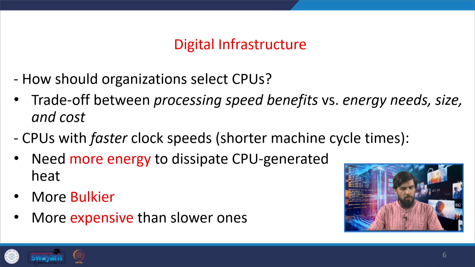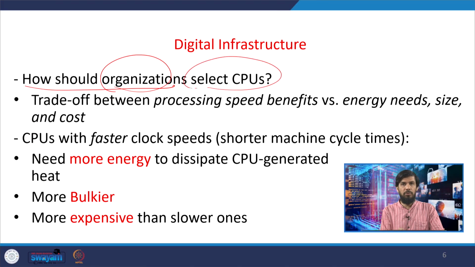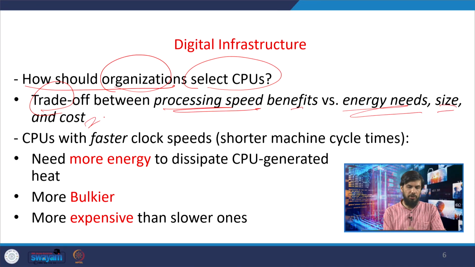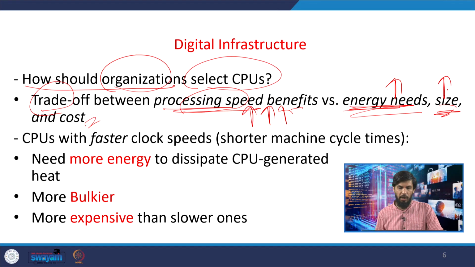Now when it comes to the organizational context, how should organizations select CPUs, right. A trade-off is needed here, in terms of processing speed benefits versus energy needs, size and cost. Because if we go for processing speed, obviously it is going to be costly, the energy requirement will also be there, so cost will also go up. If we go for higher processing, size, cost, energy need, all this will go up, right.